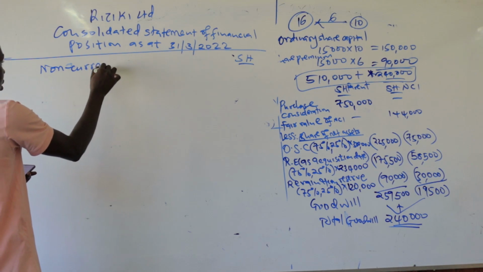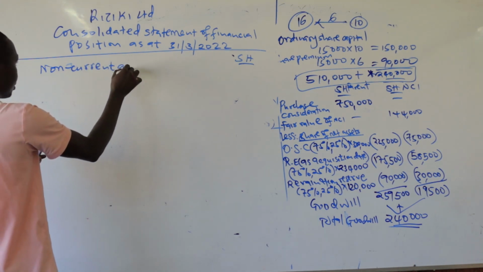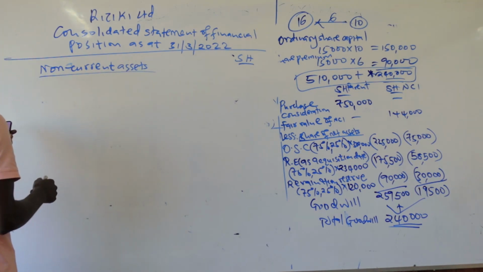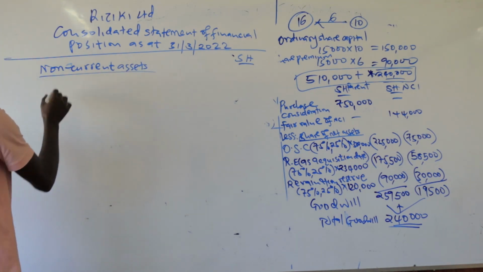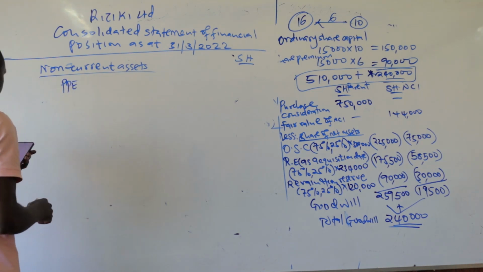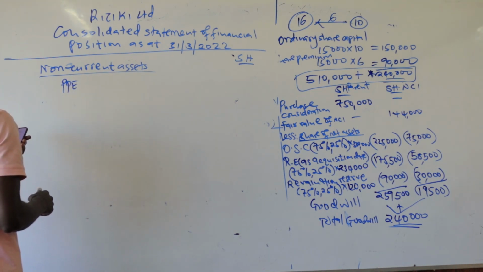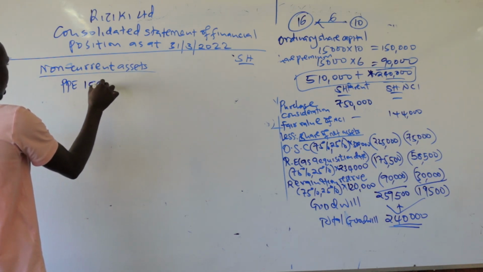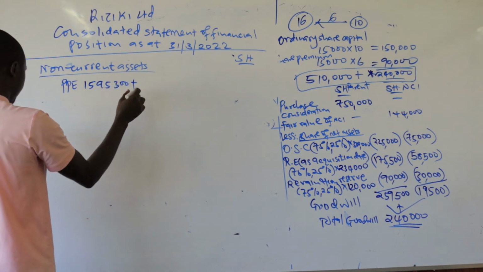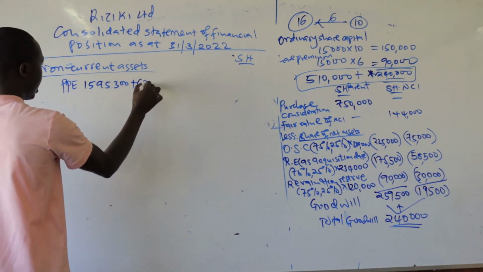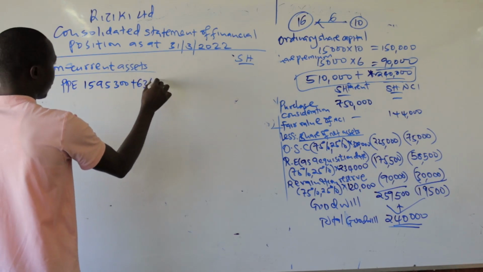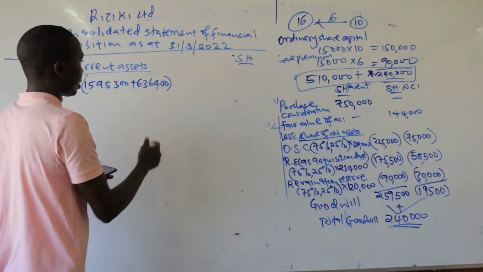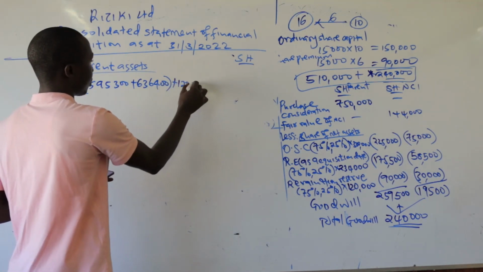So what we do, we start from the non-current assets, the way the statement has been provided in that question of yours. So the non-current assets, we have the PPE, property, plant and equipment. We have 15 million 95,300 plus the subsidiary, which is 636,400. So remember that under this PPE, I said we are supposed to add the revaluation, of which we have the revaluation of 120,000.